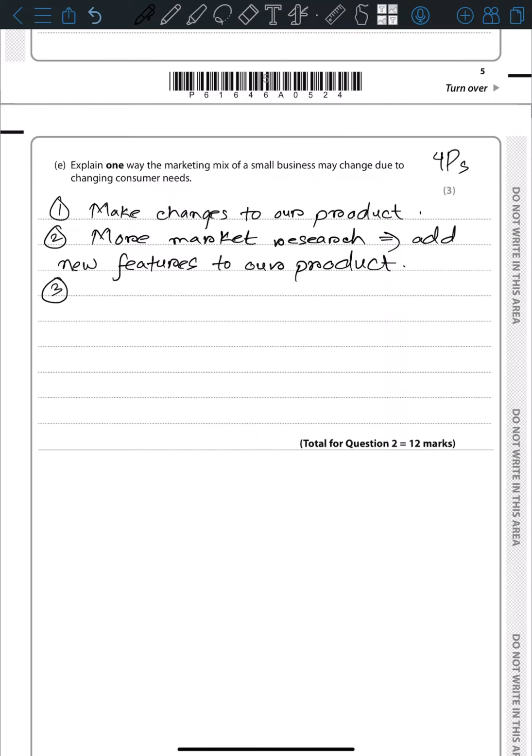Okay, the third point would mean that since we need to make changes to our product, add stuff to our product, it means that we need to change the entire design mix to make changes to our product and therefore meet new consumer wants. So changes to design mix or changes to our products.